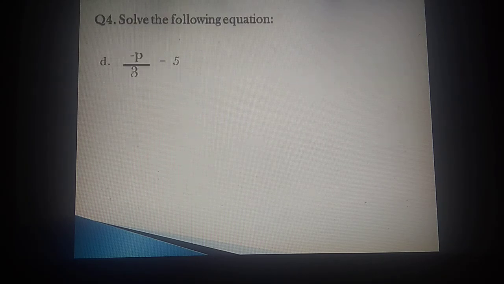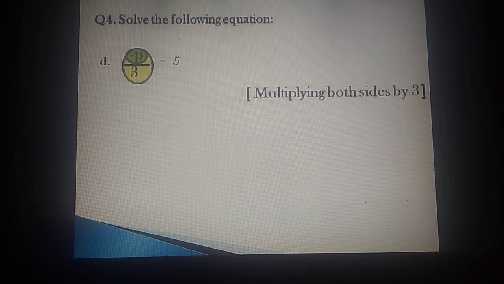Next. Now here we can see it's minus p and in the denominator it's 3. So we will use 3 first. Here we are dividing p by 3. So now we will multiply by 3. First write LHS, multiply by 3. Then RHS, multiply by 3. Now solve LHS. We can see here 3 is in numerator as well as in denominator. So we can cancel it. Left with minus p. And here after solving this RHS, what you will get is 15.